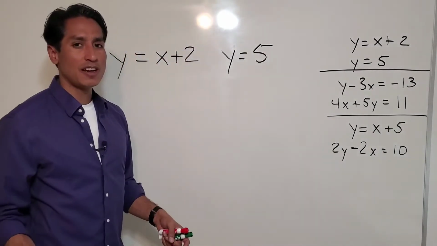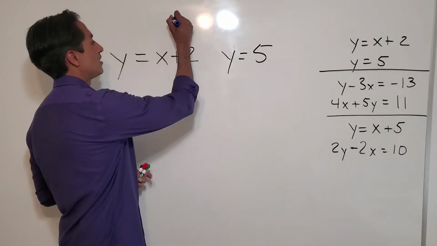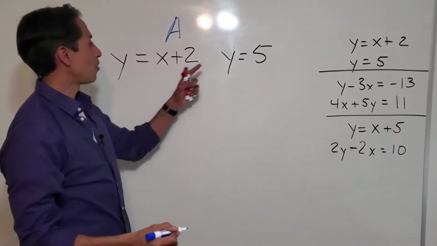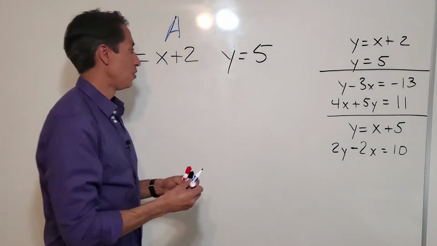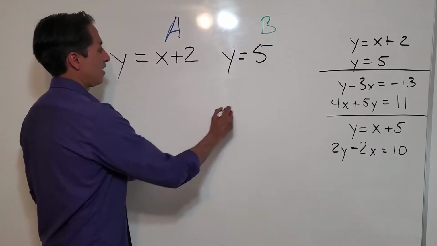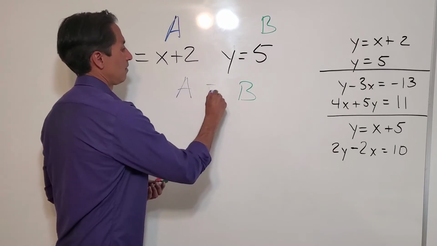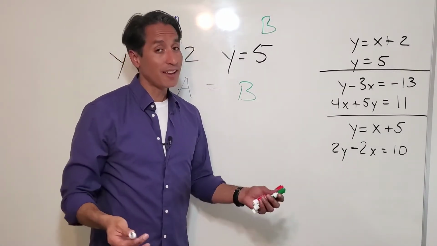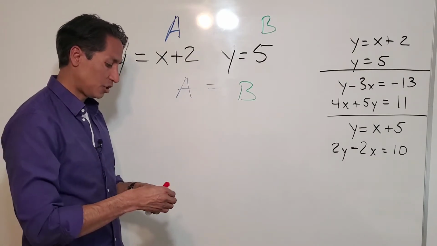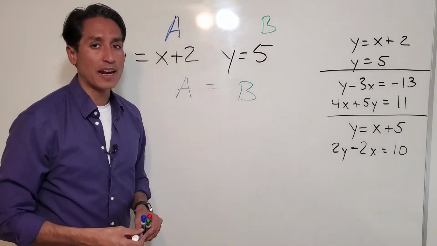And what they want you to understand is that if y is equal to a, and y is equal to b, then can't we say that a is equal to b? Yeah, we can. And that's what they want you to do. They want you to turn these into something that's going to be equal to itself and then solve it from there.